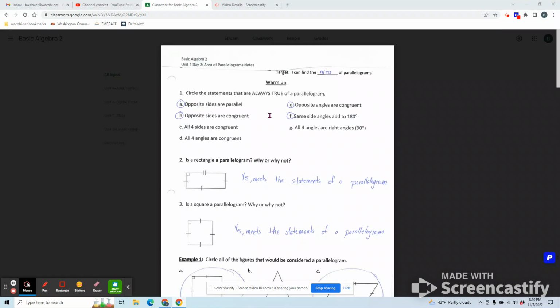Today we're going to talk about area of parallelograms. So our warm-up is asking us to circle to identify all of the true statements that are always true of a parallelogram. So in a parallelogram, you have opposite sides that are parallel.